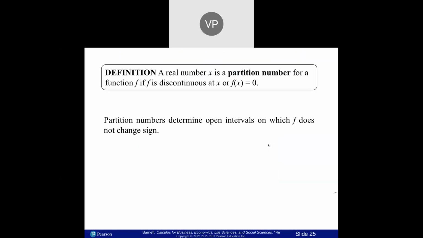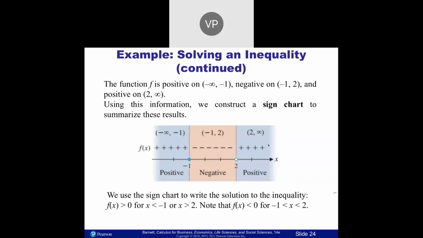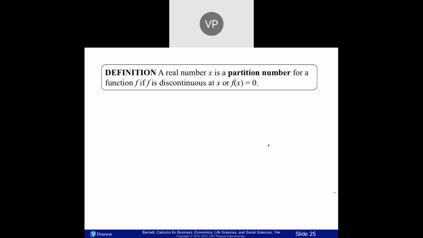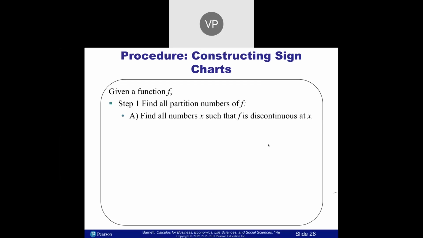Okay, so a partition number, just go back, that's these border numbers, the -1 and the 2, those critical special numbers I talked about. They're anywhere that the graph gives you a 0, an x-intercept, a 0 for the y, or it's any place that it's discontinuous. So those are the gaps. So they give you a nice little walkthrough on this one.